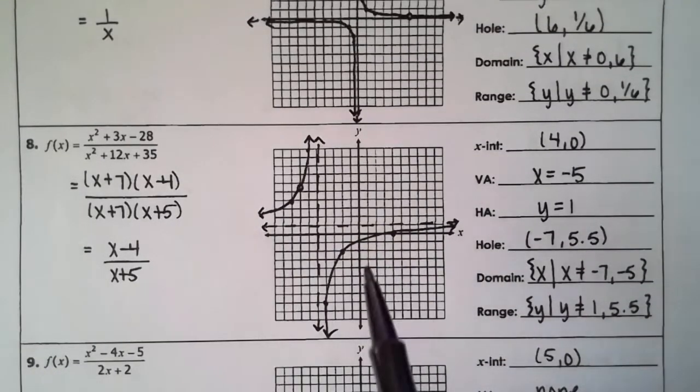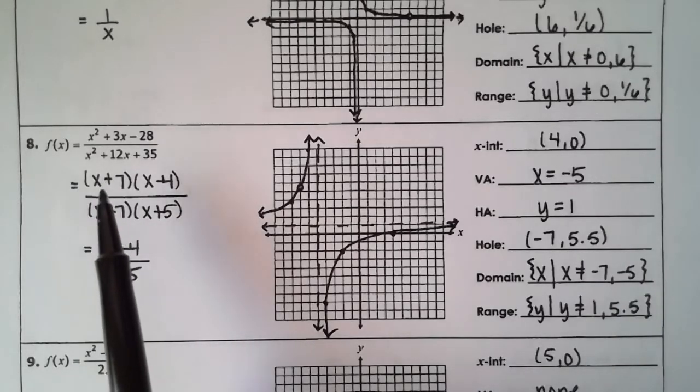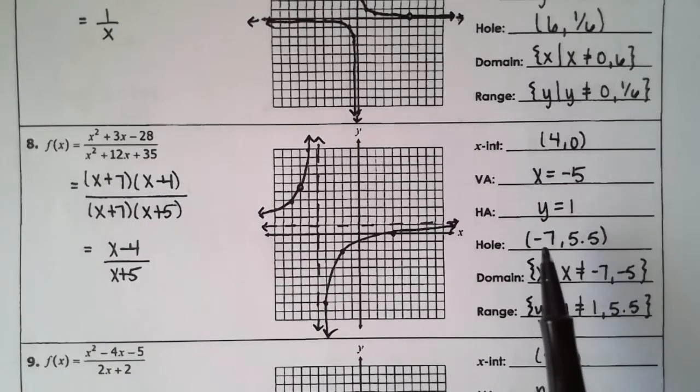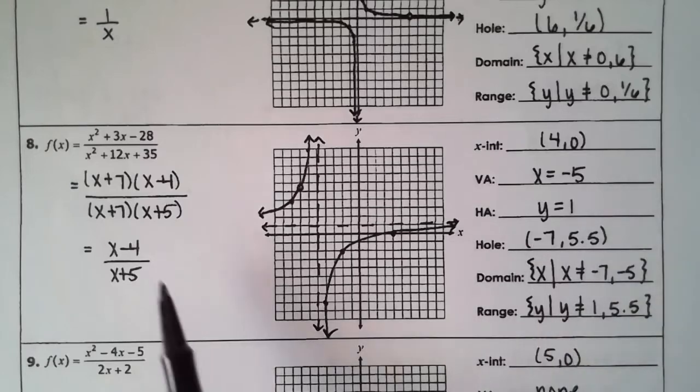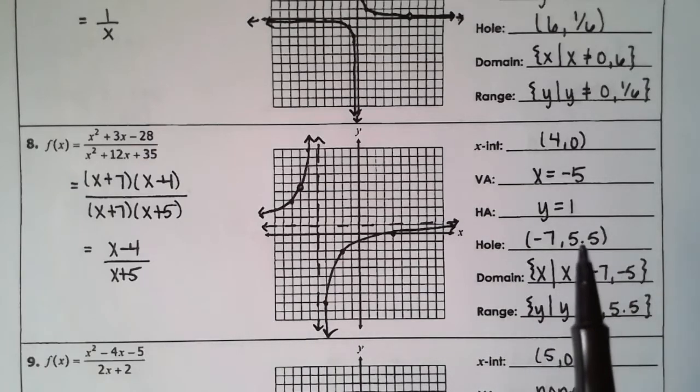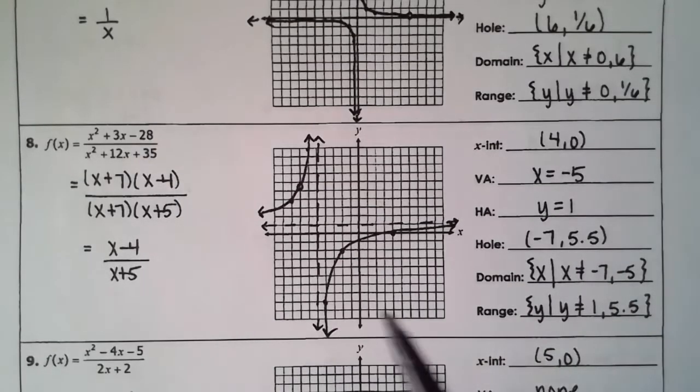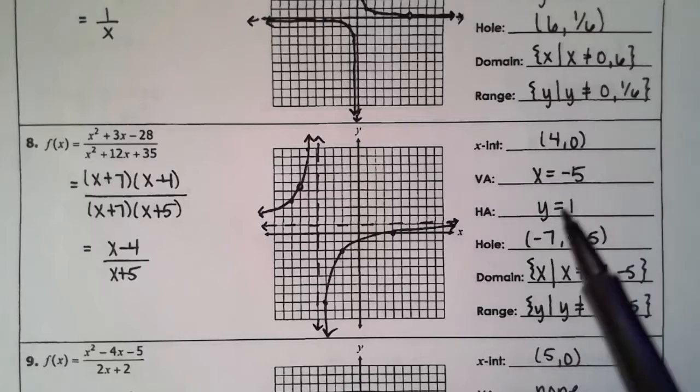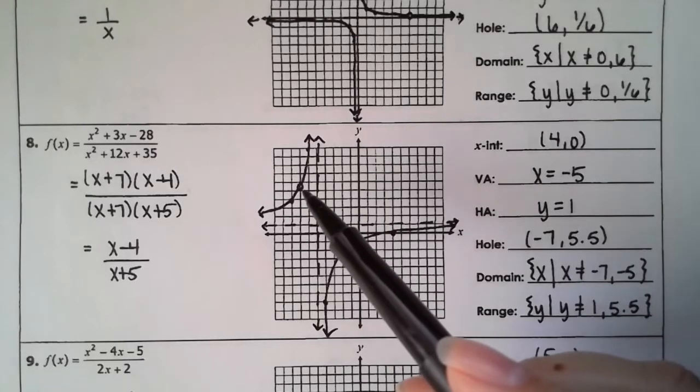here. My hole, set that common factor equal to 0. I get x is equal to -7. When I plug -7 back in here, I'm going to get -11 over -2. So that simplifies to positive 5.5. So then my hole would be here.